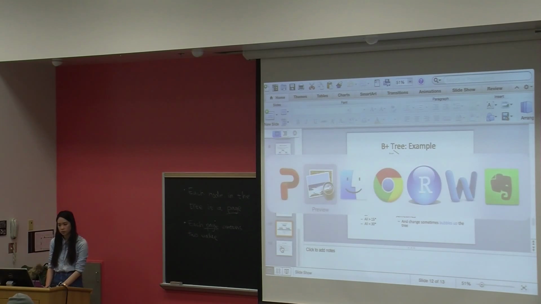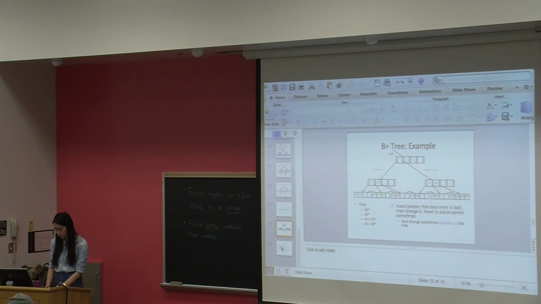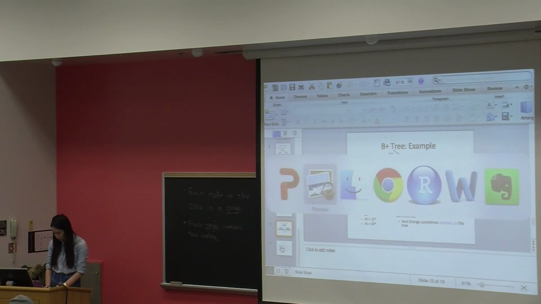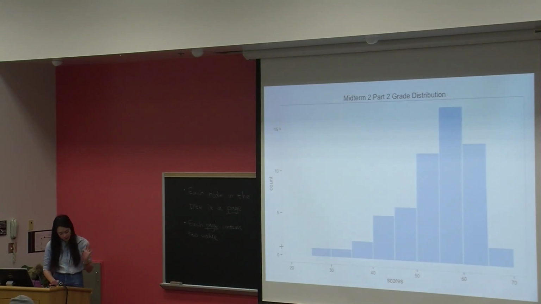But how do they determine the first construction of the tree? Based on the initial set of data? Or like how do they determine the number of levels? So the construction will be similar to ISAM, like what we just did, based on the initial data. Yeah. But then the maintenance will be different. Okay? Okay, I'll just quickly show you how it's going to be later when you get your grade.